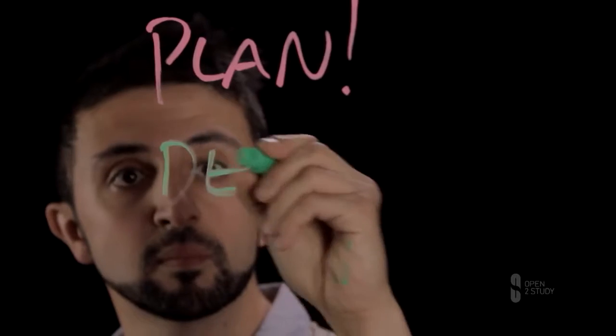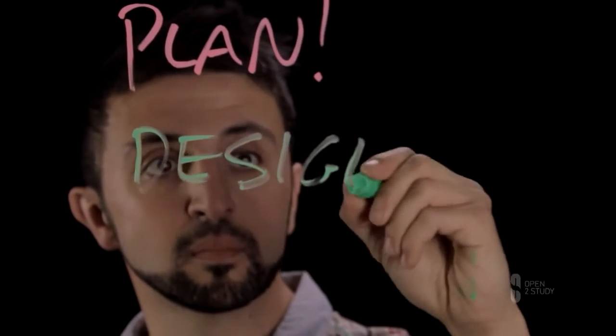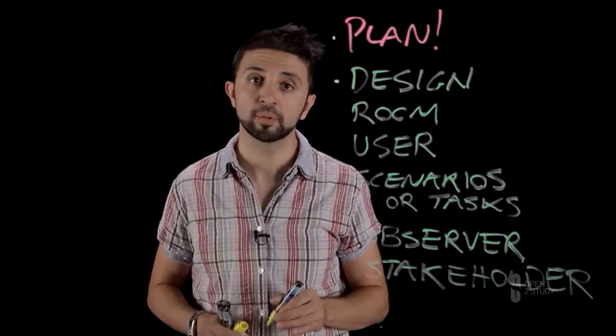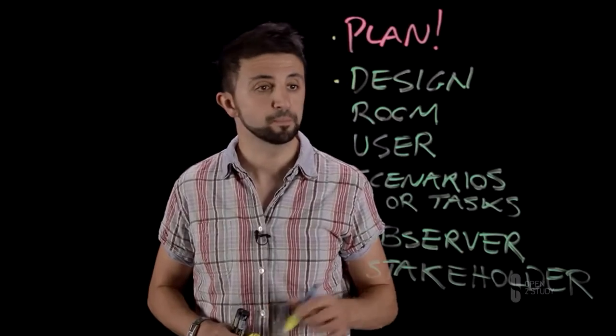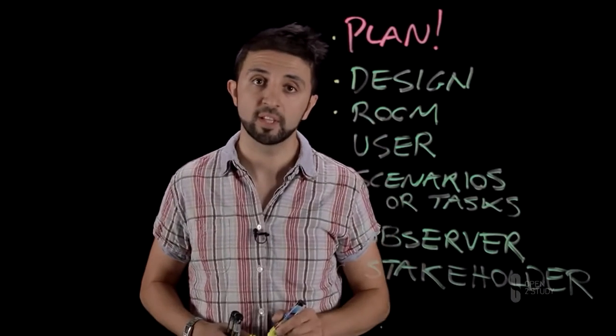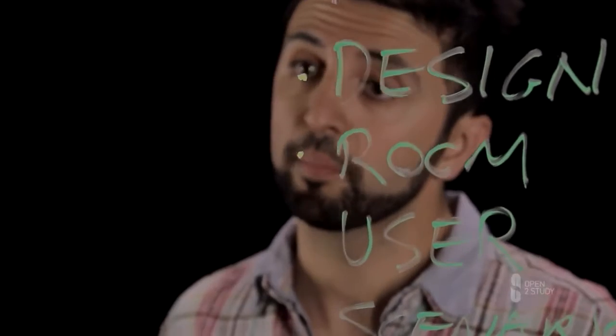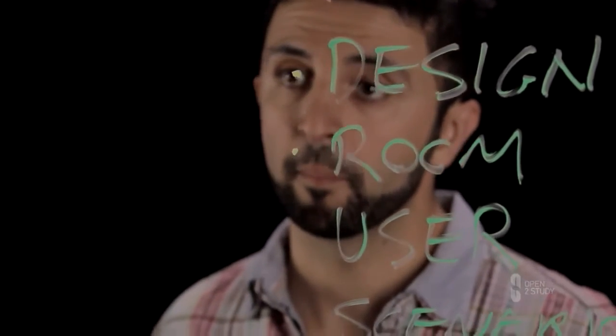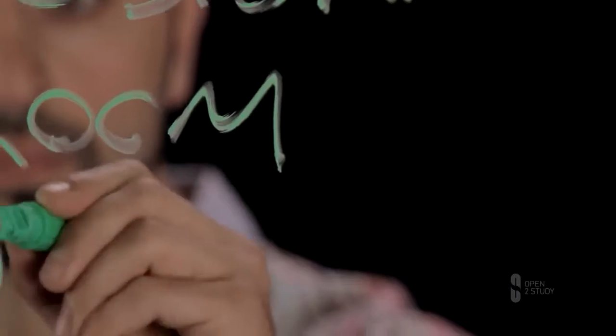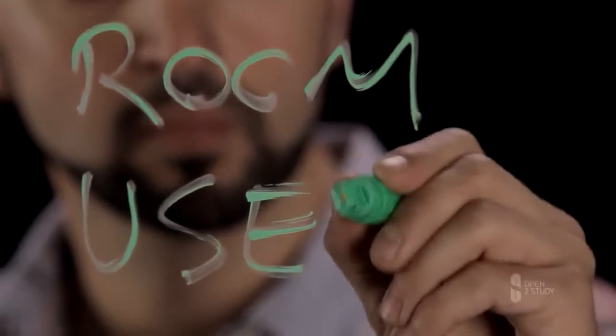Obviously, you need to have your designs, either rough sketches or, if you're doing a formal usability test, a working prototype. Obviously, you need a room to conduct the test in. It could be in someone's house, it could be in a cafe, or it could be in a formal usability lab. Obviously, you need the user. Without the user, there's no point doing any form of usability evaluation.